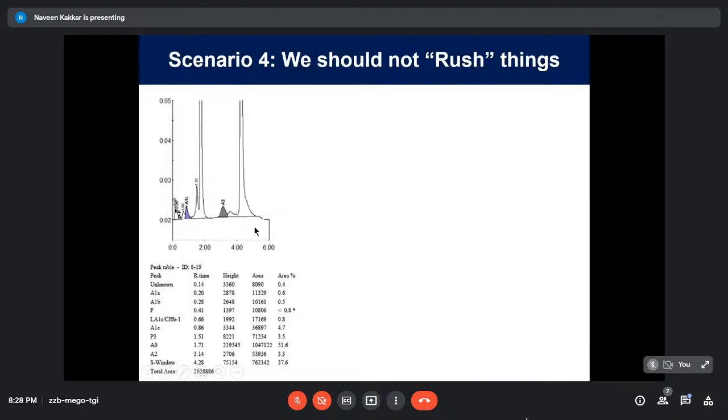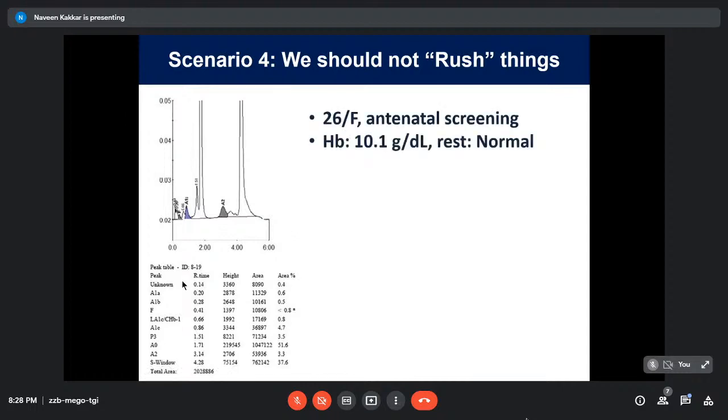So we got this chromatogram. It's from an antenatal lady. I'll give you the history. 26-year-old, antenatal screening. Hemoglobin was 10.1. The rest were normal, no CBC abnormalities. We got a hemoglobin S of 37.6. So if you see here, this is the D10. Though the retention time was slightly different, we got a hemoglobin S window of 37.6. The retention time was slightly beyond the usual.